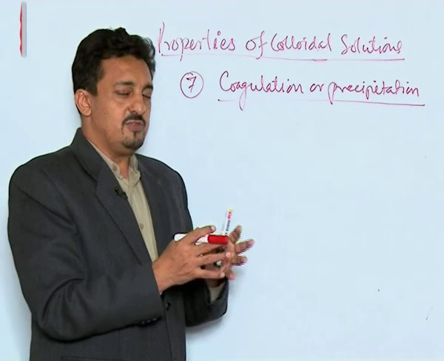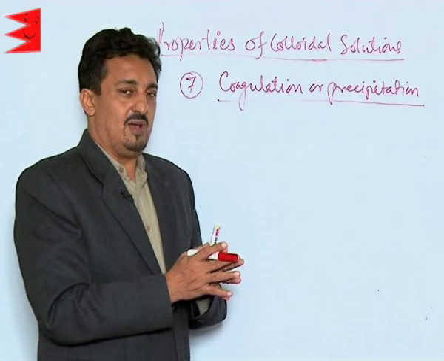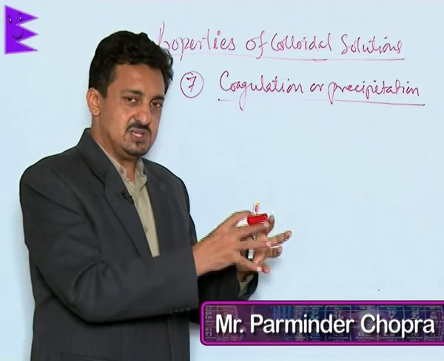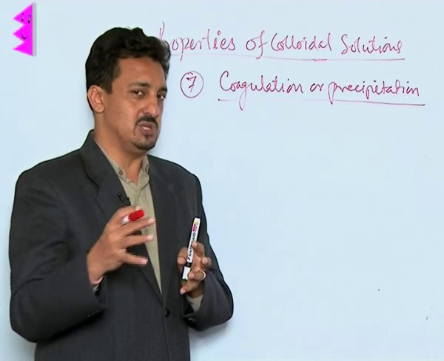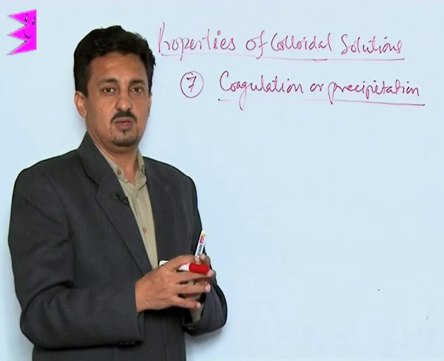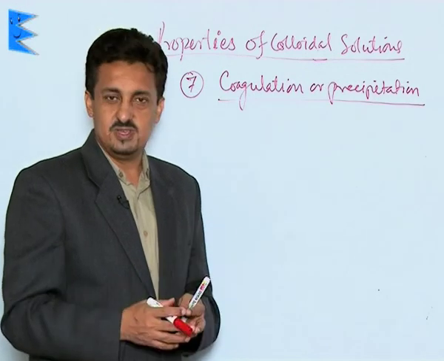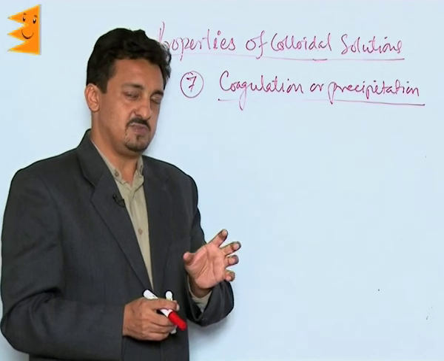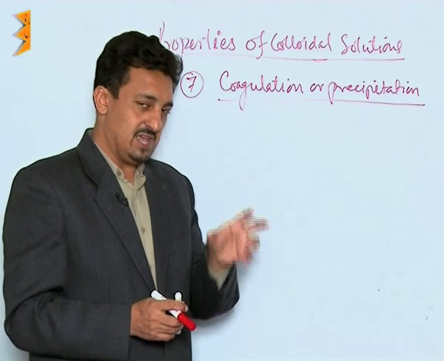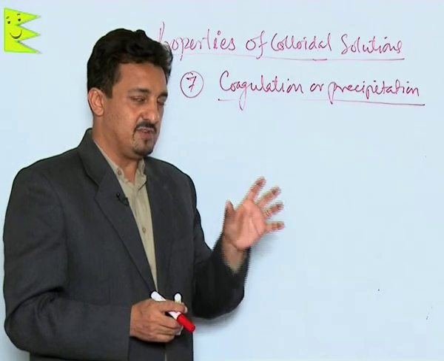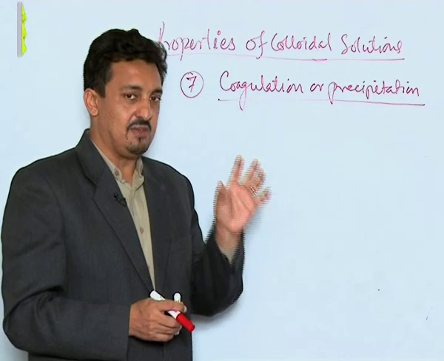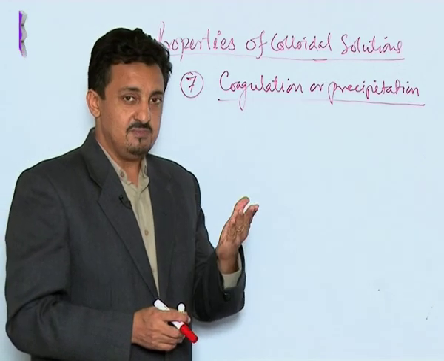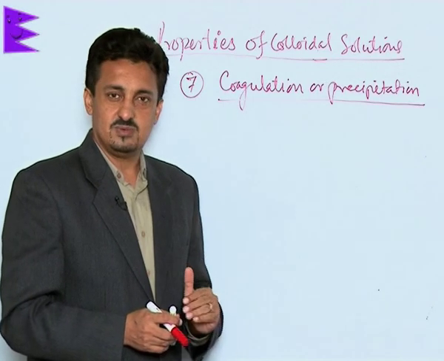The last and the most specific and exclusive property of colloids is called coagulation or precipitation. The process of converting a colloid to a suspension is called coagulation or precipitation. Usually we use precipitation when a true solution particle is converted to a suspension, but yes, it can be used here also. So the more exclusive term is coagulation, where colloidal range particles are converted into a suspension so we are able to see them. They form a precipitate and settle down.